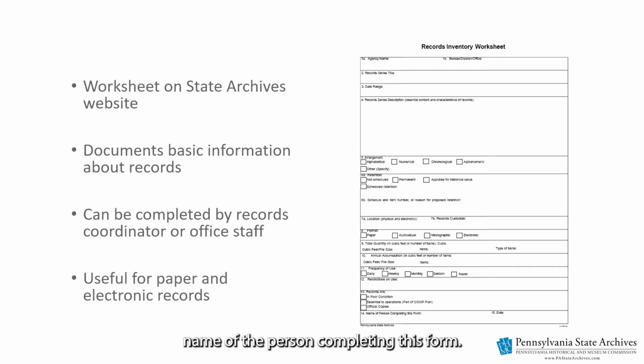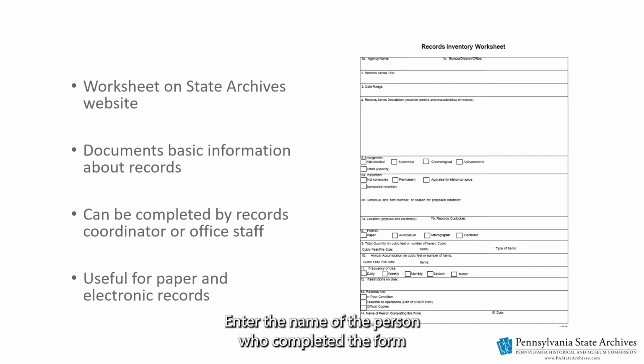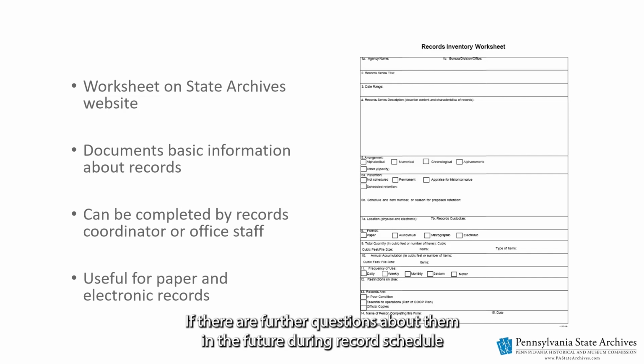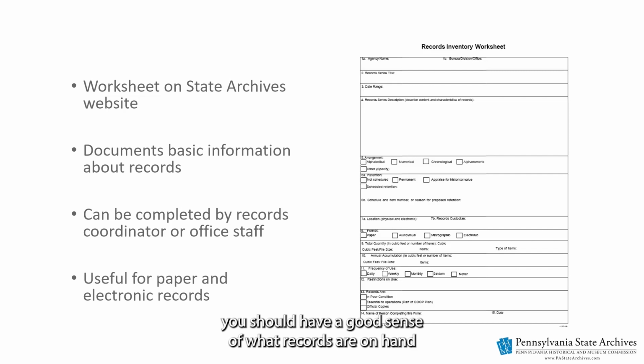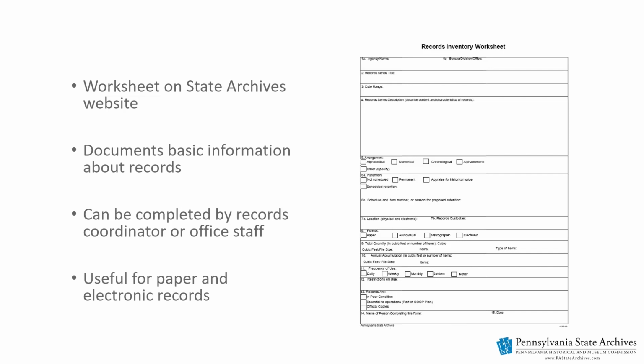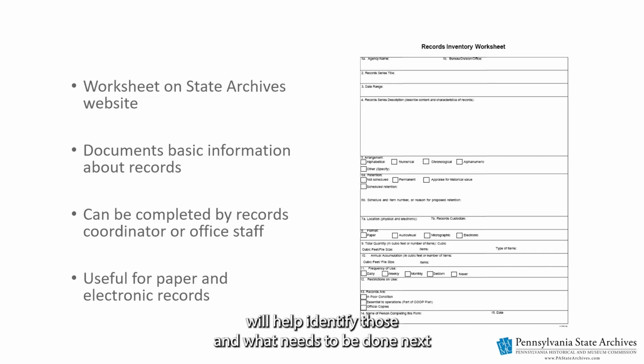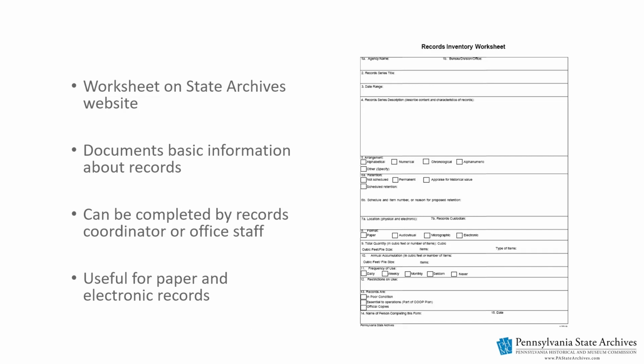Name of person completing this form. Enter the name of the person who completed the form so that agency record coordinators or other staff know who to contact if there are further questions about them in the future during record schedule revisions or drafting of file plans. After you've inventoried all the records in an office, you should have a good sense of what records are on hand and if they're compliant with current retention disposal procedures listed in records manuals. If any records have issues, this inventory process will help identify those and what needs to be done next.